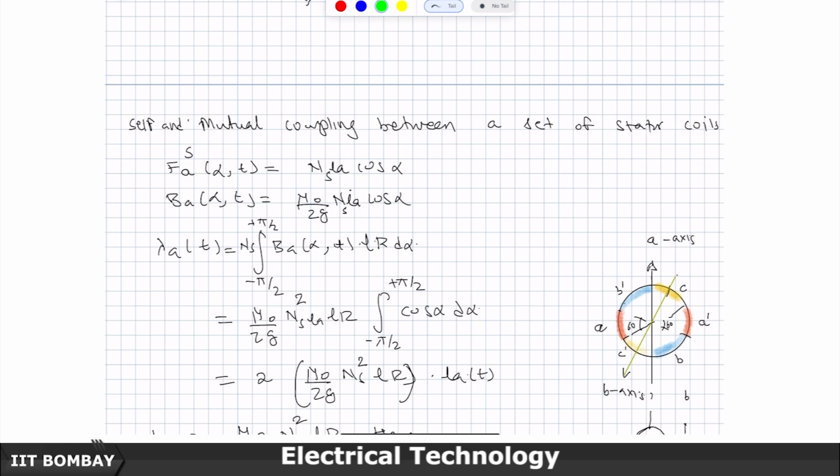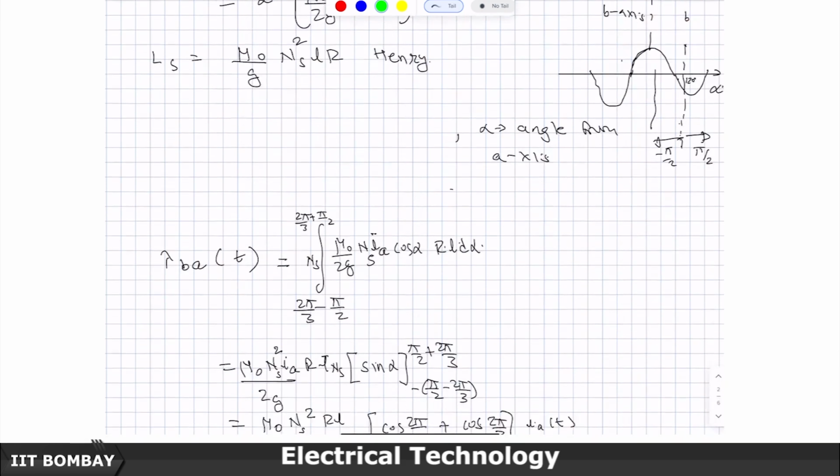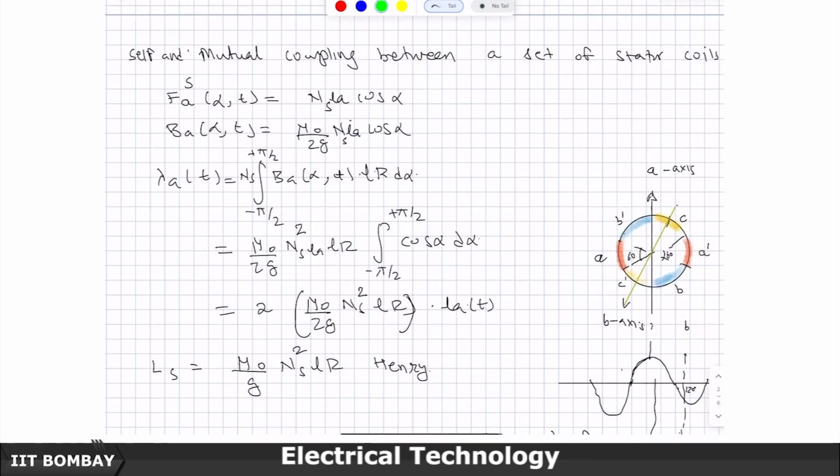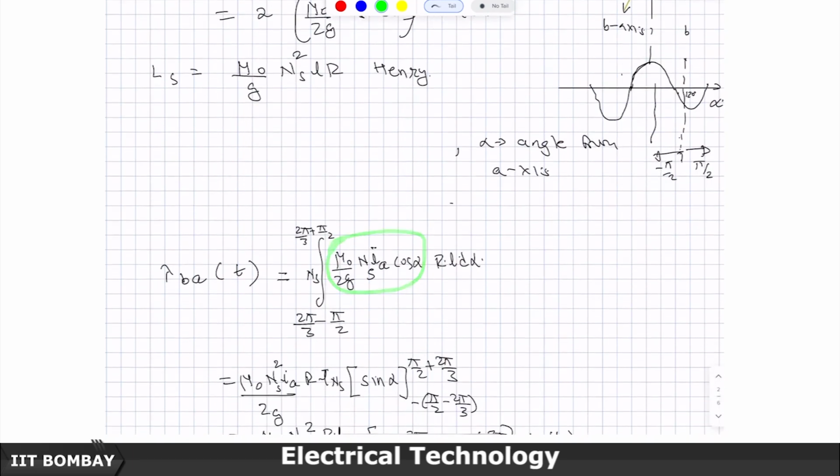No, there is only one current which is flowing, and that is in A phase. And the question being asked is, what is the B distribution in the air gap? Then the B distribution in the air gap is just given by this. So, therefore, this whole thing is exactly the same here, whatever is here, exactly the same thing is calculated here.